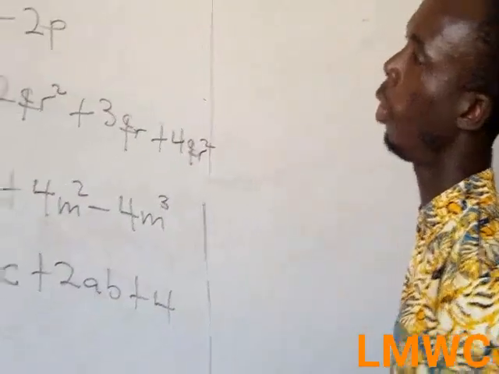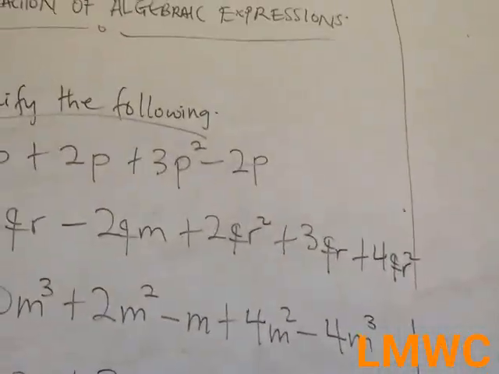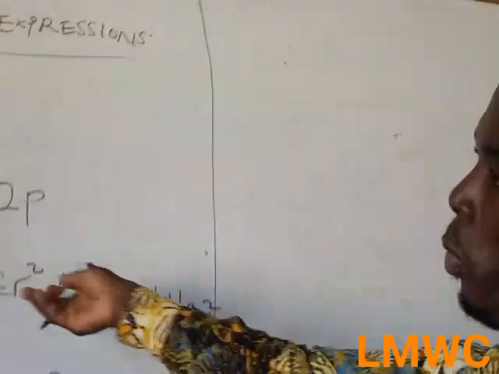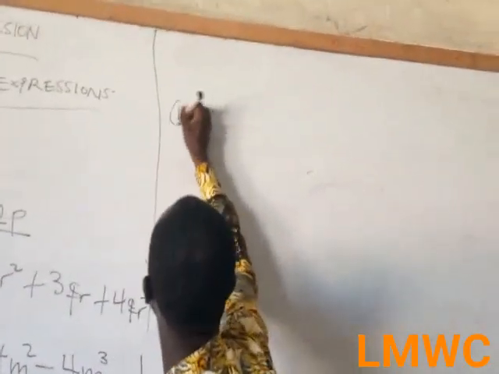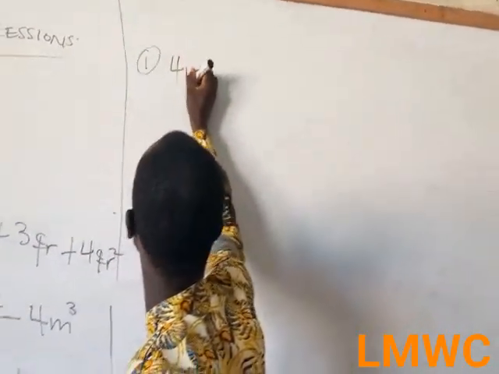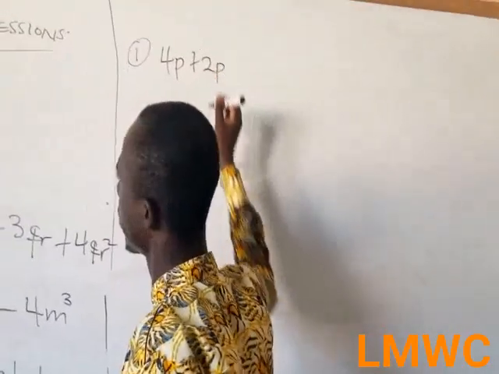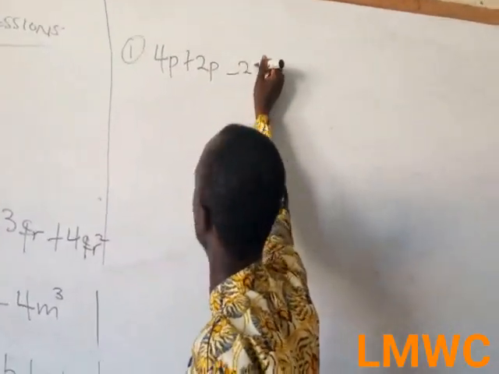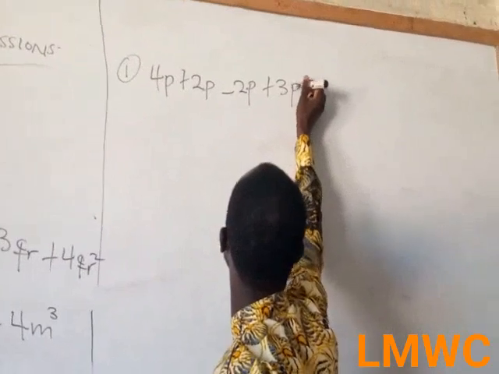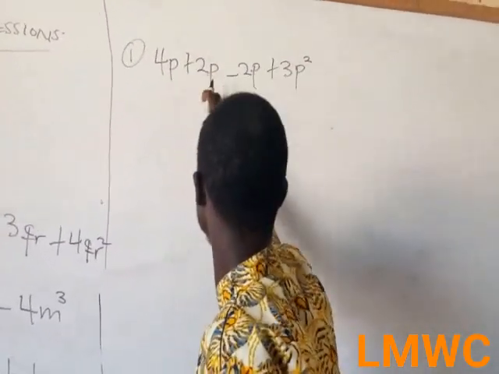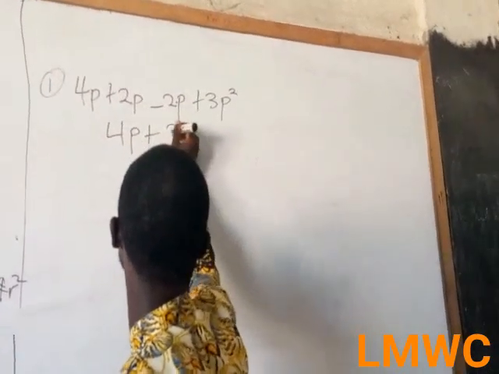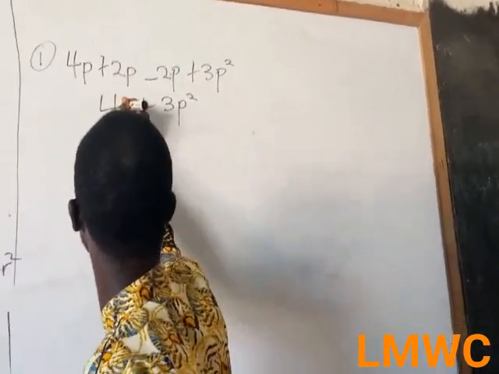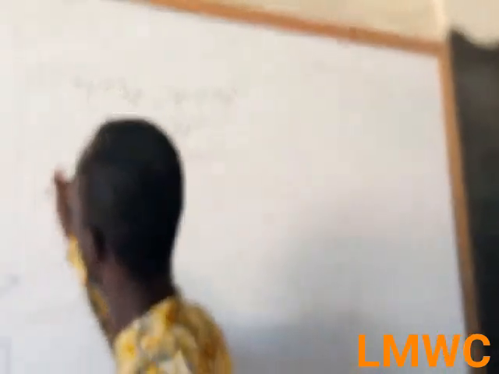Question 1. 4p plus 2p plus 3p squared minus 2p. Which of the following are like terms? This and this, they are like terms. So you group it: 4p plus 2p, first of all you arrange it, minus 2p plus 3p squared. 4p plus 2p is 6p, minus 2p is 4p, plus 3p squared. That's our answer.